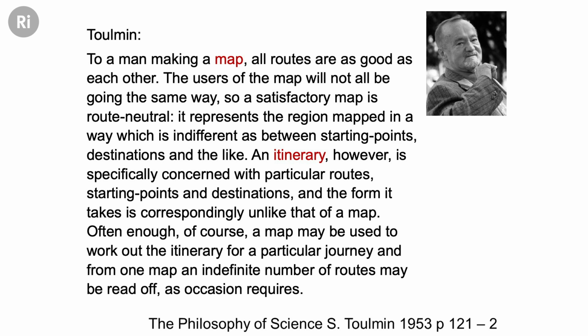Often enough, of course, a map may be used to work out the itinerary for a particular journey, and from one map, an indefinite number of routes may be read off as occasion requires. So what he's saying is that you probably have both, and there must be some way of going from one to the other. And as I showed you in the first slide, if you have an adequate map and you know where you are and you know where you want to go, you should be able to read off a very large number of routes from those two.